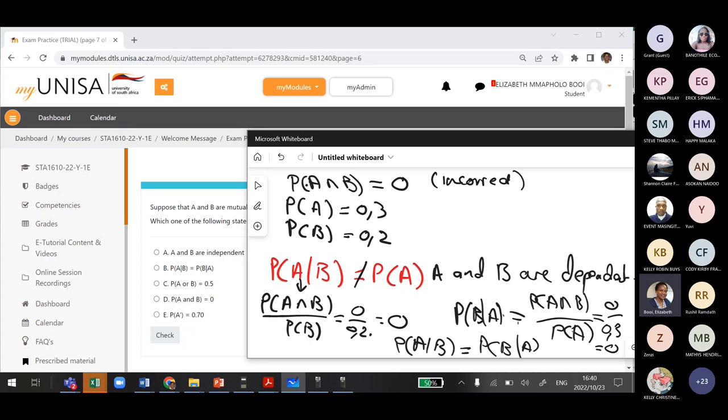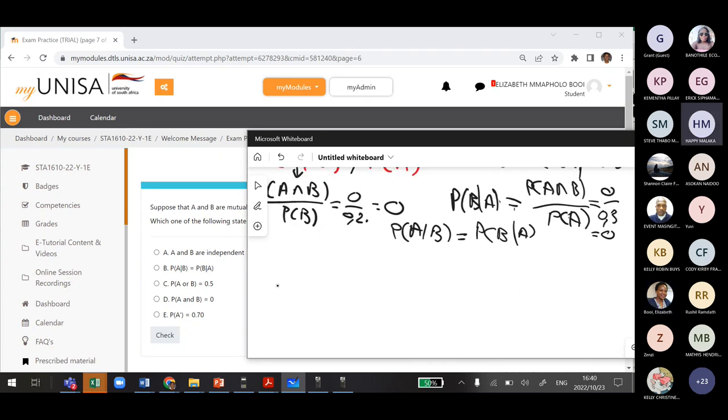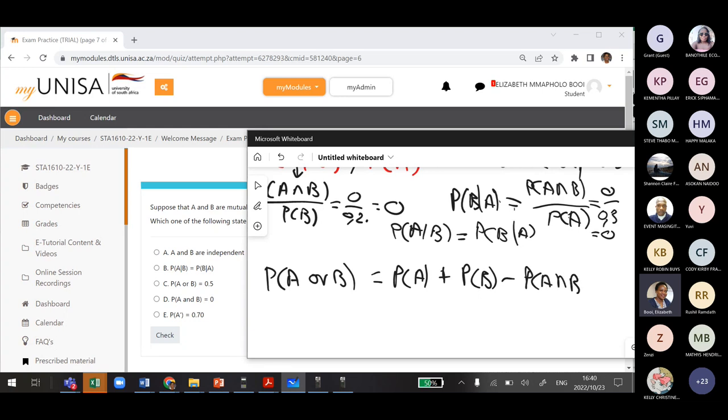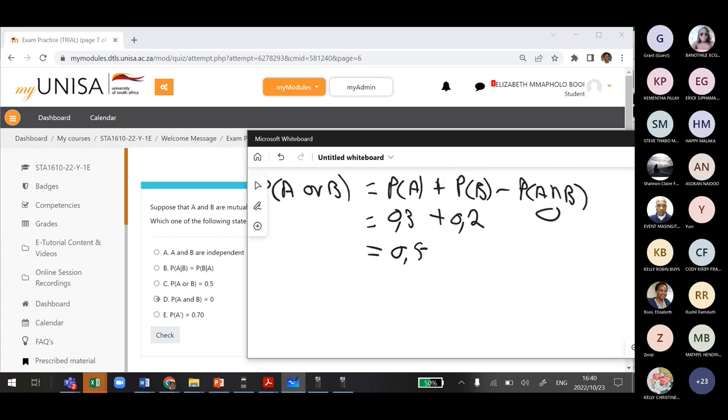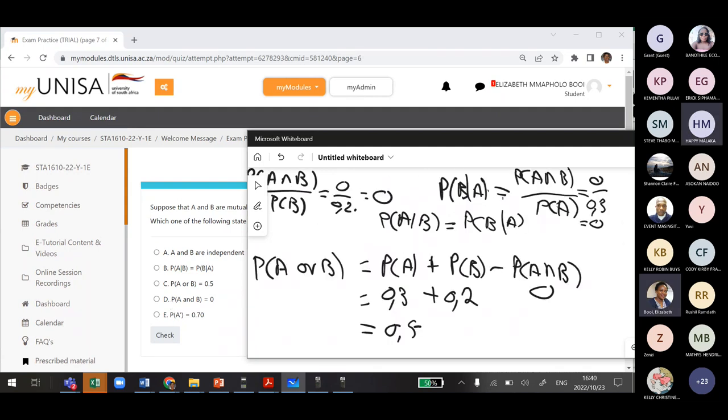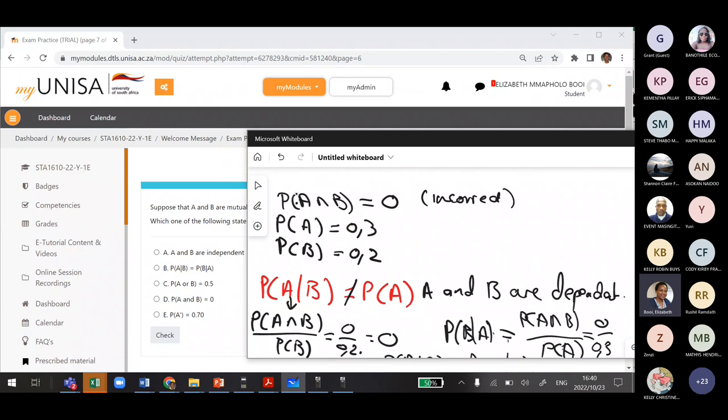The next one is correct also. Yes, because the probability of A or B is given by the probability of A plus the probability of B minus the probability of A and B. And we know that this is 0. And this will be 0.3 plus 0.2, which is equal to 0.5, based on the information given, right? So number C is correct. Number D, we answered it because based on the information given, we did do that. The probability of A and B is 0.